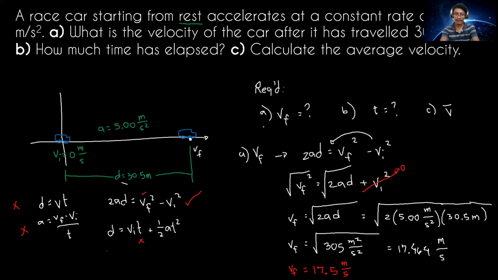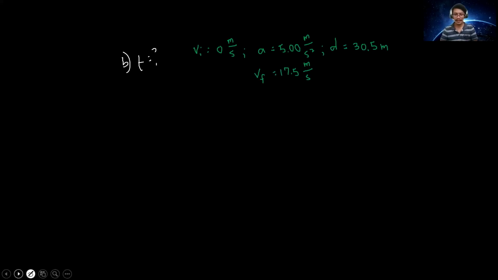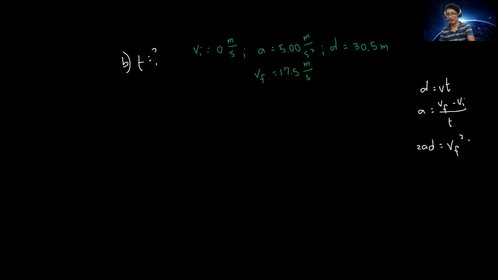17.5, 30.5, 5.0. Correct. So let's go back to the equations of kinematics. First equation we have D is equal to velocity times time. Acceleration is equal to Vf minus Vi over time. 2 acceleration displacement is equal to Vf squared minus Vi squared. And then we have D is equal to Vit plus 1/2 AT squared. So we're going to identify which equation will fit our given values.